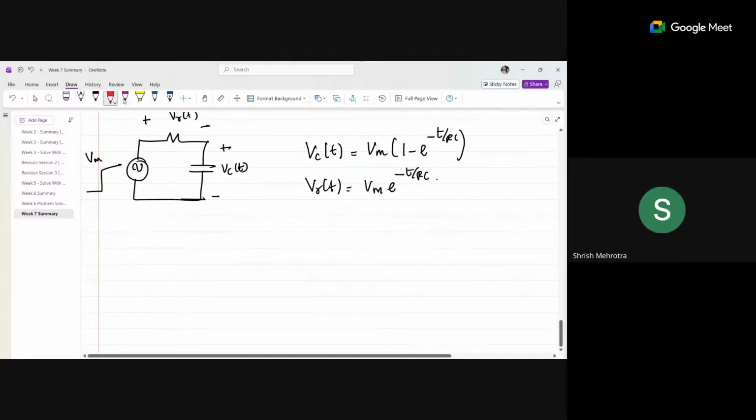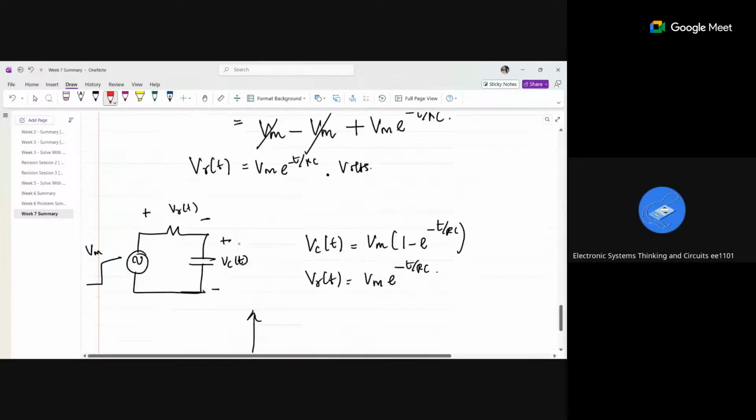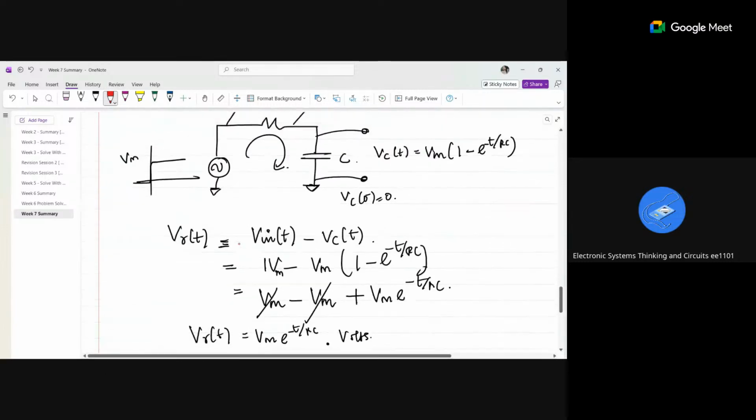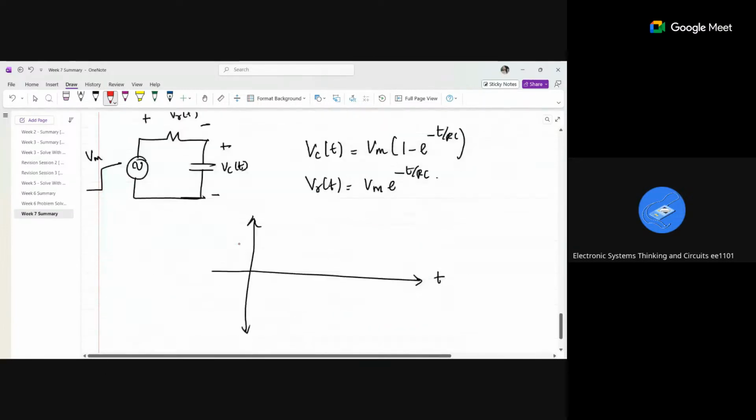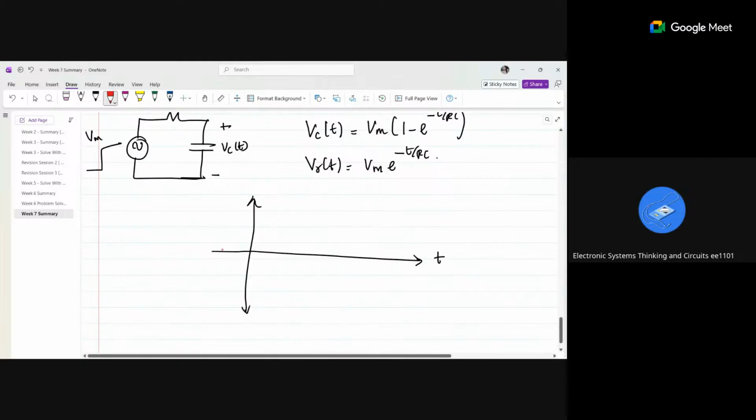Ma'am, so in the high pass filter, we will use a step input, not a sine waveform? No. Actually, see, before learning with a sine wave, you have to understand with a step input, no? Then only it will be easier, right? That's it. Okay. So this is my input.